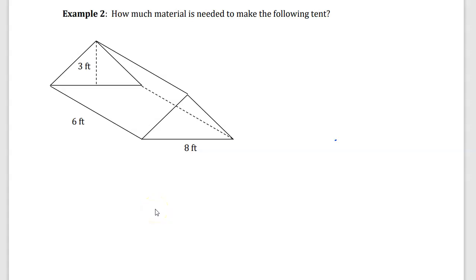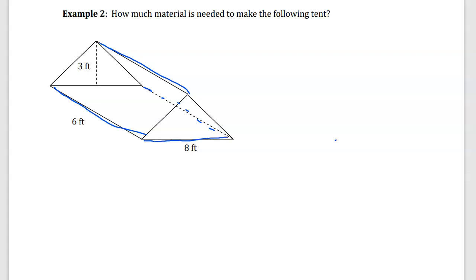Okay, we want to find how much material is needed for this tent. Now I realize this tent is not what we're used to these days. This is a basic triangular prism. One of the things that we have to be careful about is making sure that we know the lengths of all of our sides. We know the length of all of these sides basically has to be the same, so those are all 6.